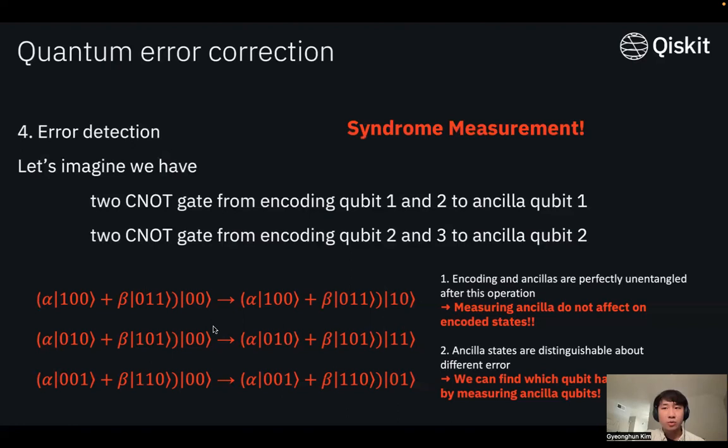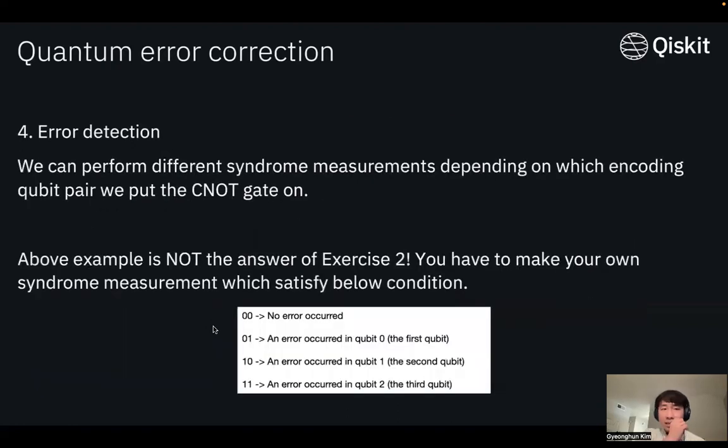This kind of measurement is called syndrome measurement. Sadly, the circuit I provided as an example is not the answer for our exercise 2, but it's very similar. You have to make your own syndrome measurement result, which satisfies the condition below. If you look here, they require you to write a circuit which has the 0, 1 unselect state when the error occurred in the first qubit, 1, 0 for the error in the second qubit, and 1, 1 for the error in the third qubit.